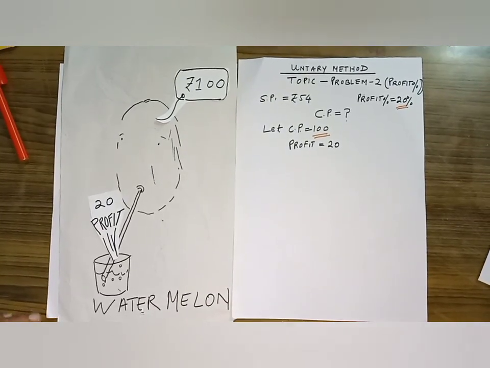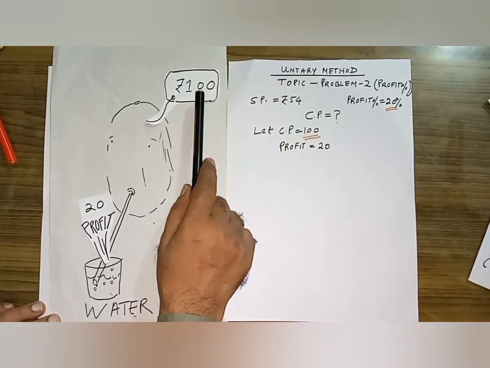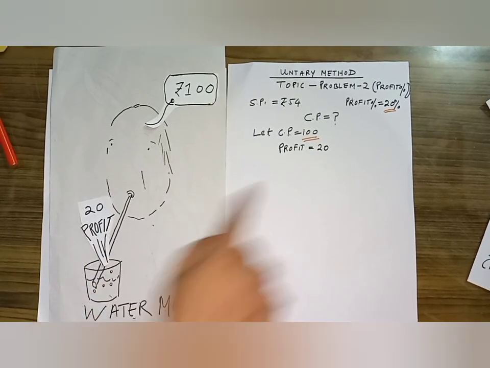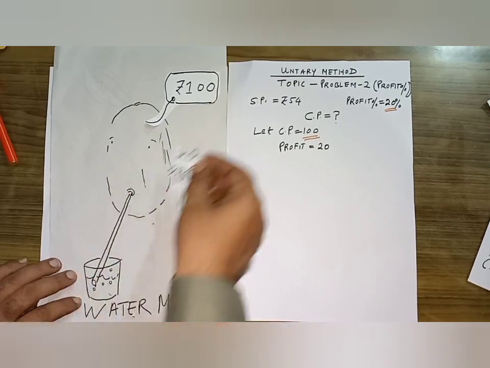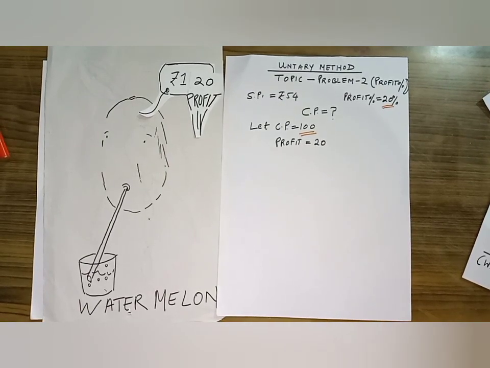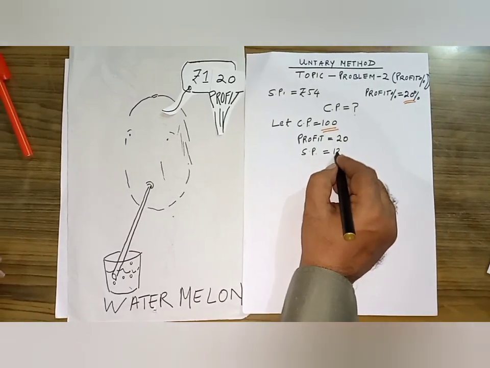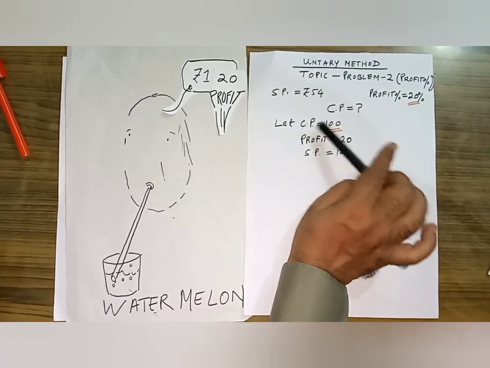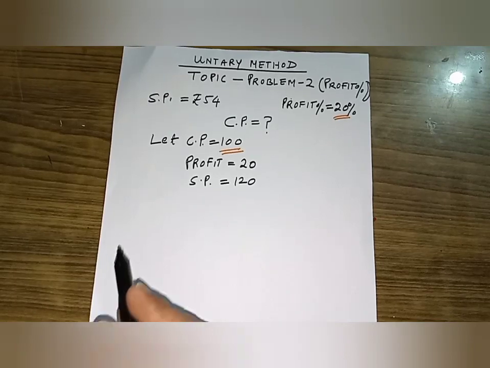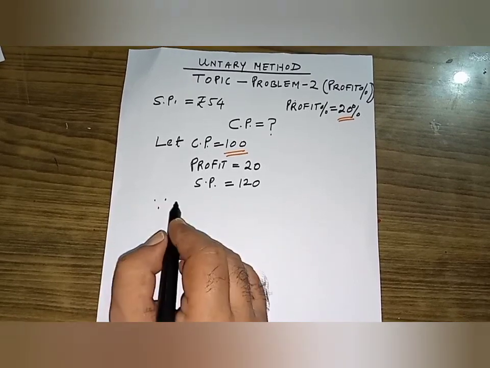See friends, every assumption has logical results. This retailer bought this watermelon for rupees 100 and made profit of 20 rupees, you can see. So obviously he is going to sell this watermelon for 120 because he will charge the profit also. So the SP of watermelon is 120. This is what is very beautiful of taking assumption as 100, that you can easily calculate everything else.